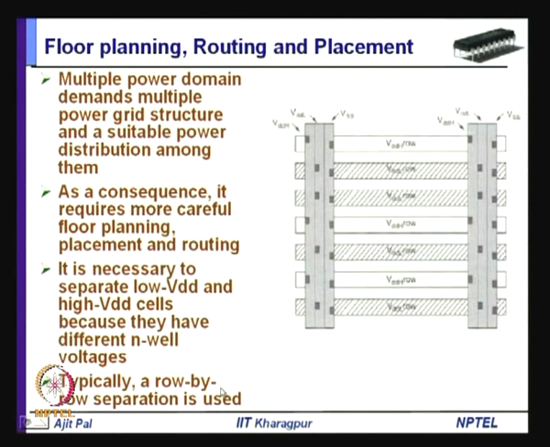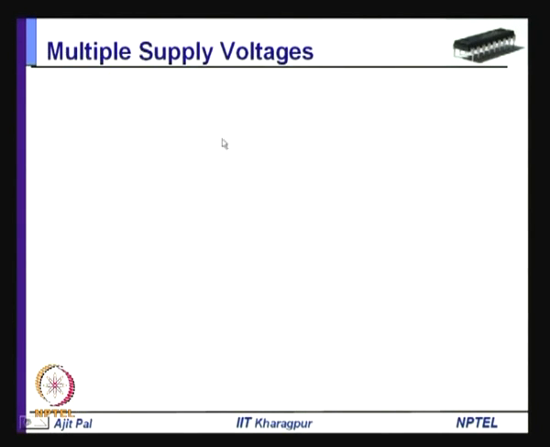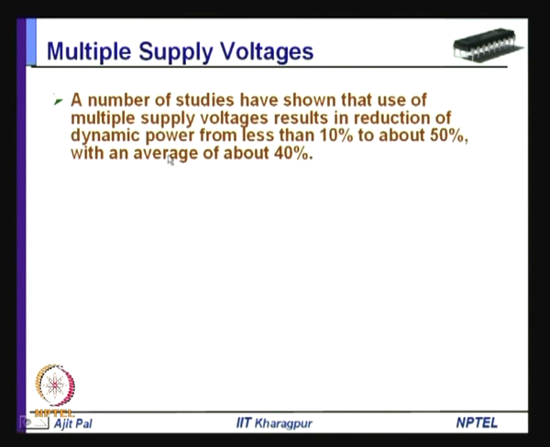Typically a row by row separation is used, as shown in this particular diagram. So, you have to maintain some spacing between these rows. So, separations are required. This is about floor planning, routing and placement. Coming to multiple supply voltages, a number of studies have shown that the use of multiple supply voltages results in a reduction in the dynamic power from less than 10% to 50% with an average of 40%.